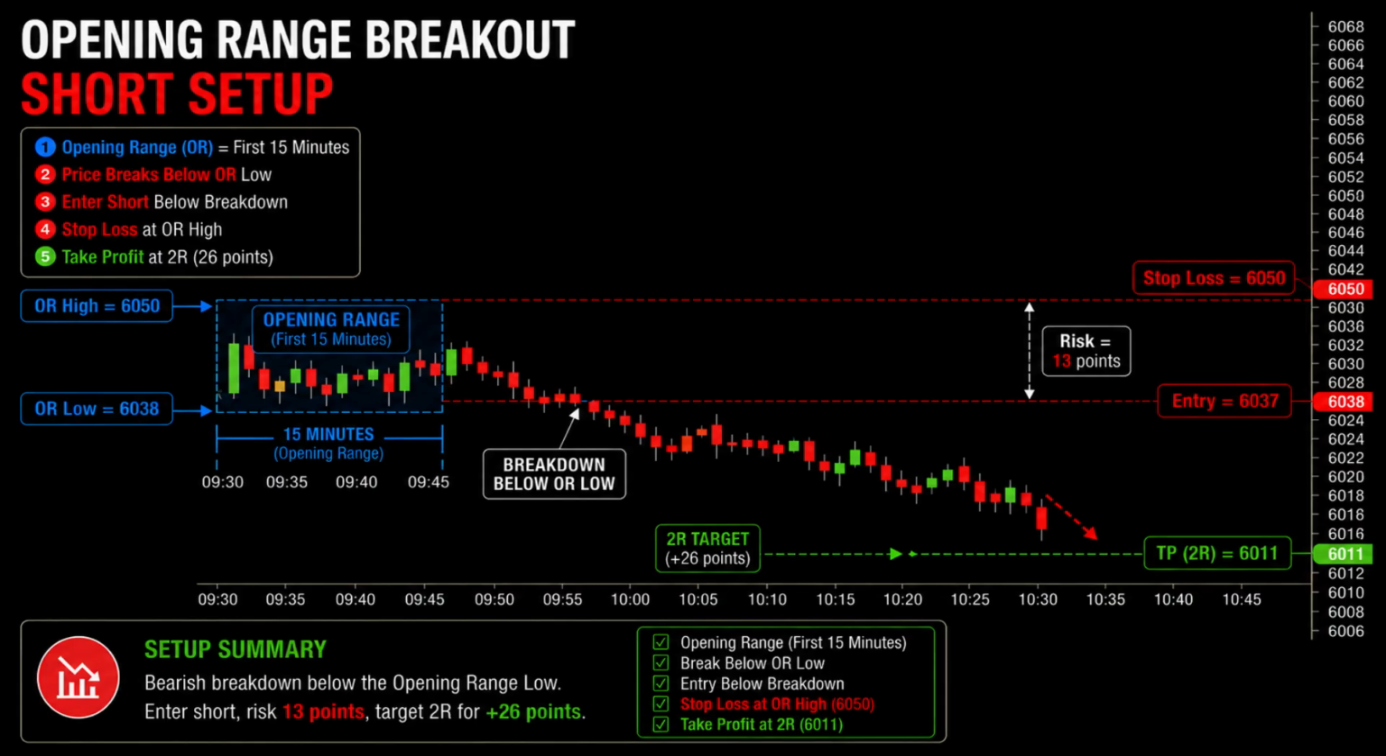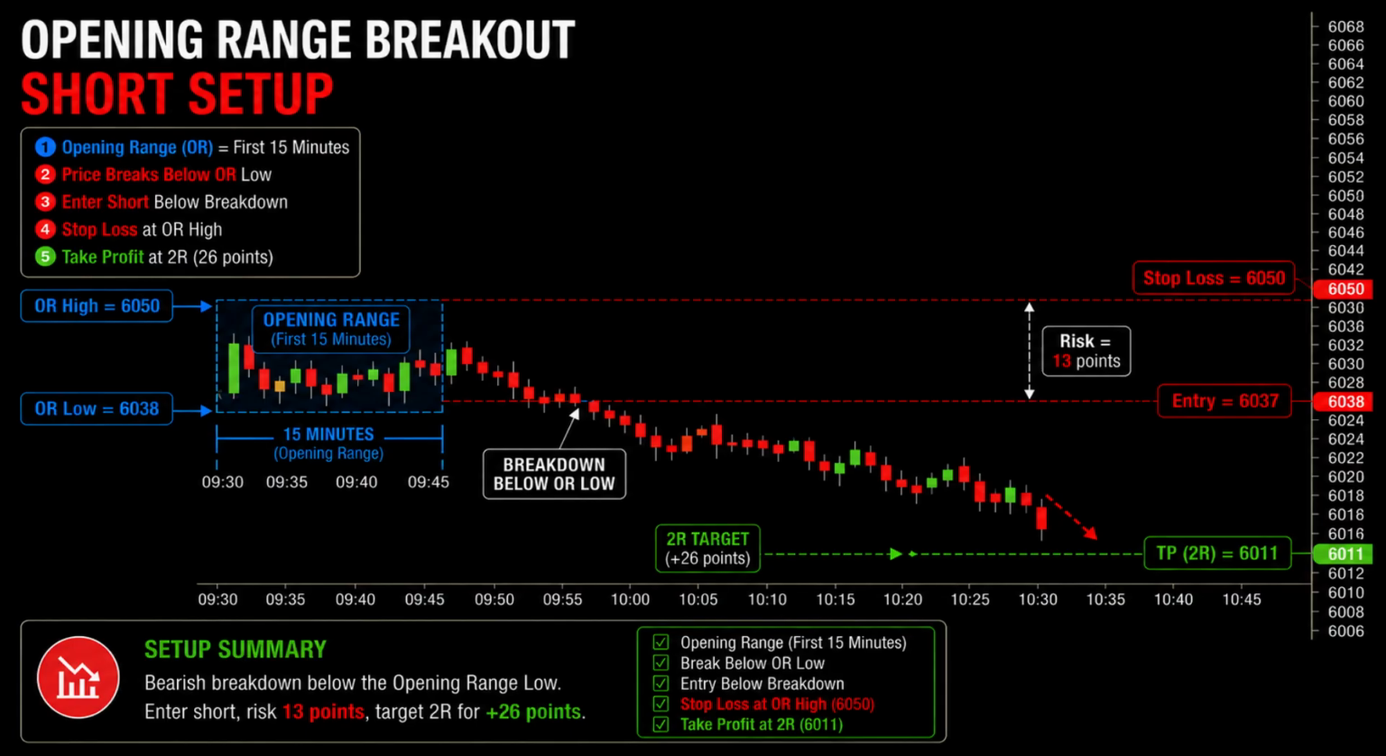I'm still using the basic idea. The opening range is the first 15 minutes of the trading day from 9:30 to 9:45 Eastern Time. During that time, I mark the opening range high and the opening range low. But for this test, I'm not taking any buy trades. I'm only testing the sell side. So if price breaks below the opening range low, the strategy enters short.